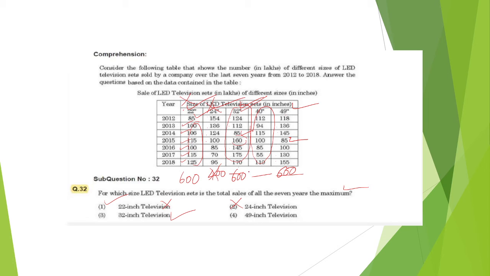Okay friends, we have to apply these tricks in the exam because we don't have that much time to do every sum like in our childhood. By seeing the numbers, we have to do some eliminations. Okay friends, the 32-inch television is the answer.